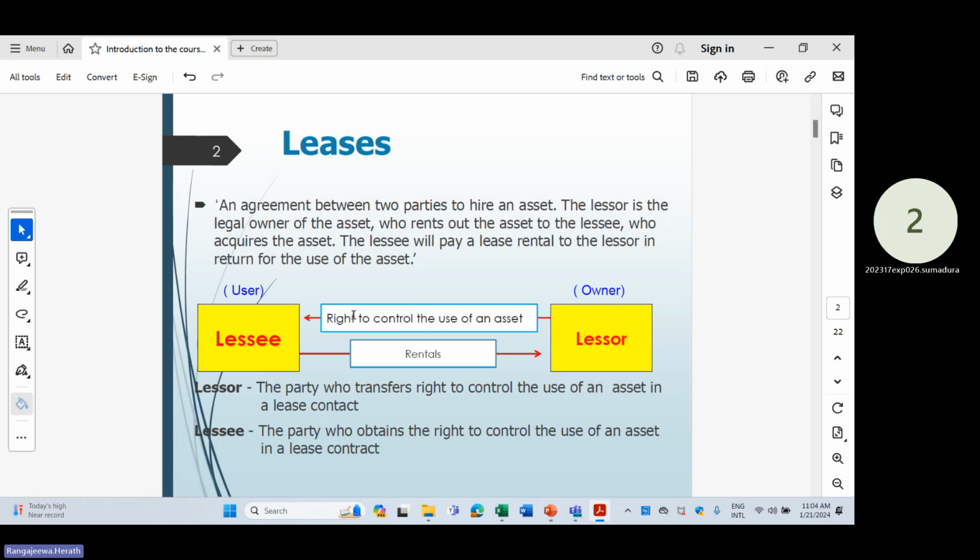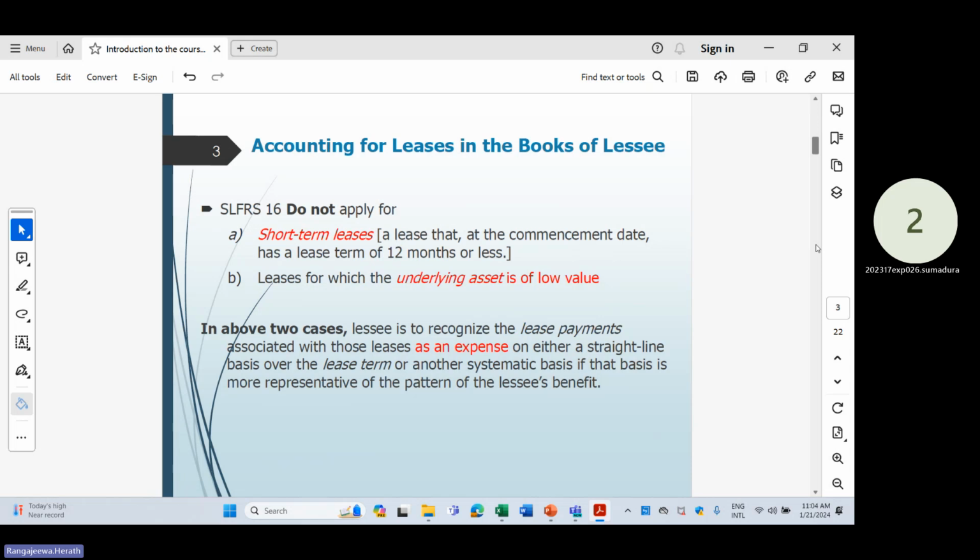SLFRS 16 Leases. So SLFRS 16 is applicable for all leases except for two scenarios. For a short-term lease, we are not applying the SLFRS 16 guideline. Short-term lease means the lease term, the lease period, is 12 months or less. අවුරුද්දක් හෝ ඊට අඩු කාලයකට නම් අපි asset එක lease කරන්නේ, ඒක short-term lease.